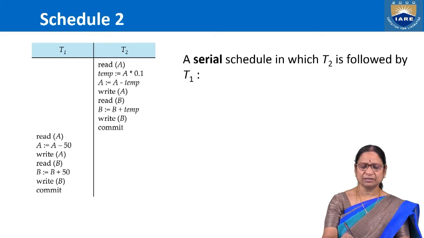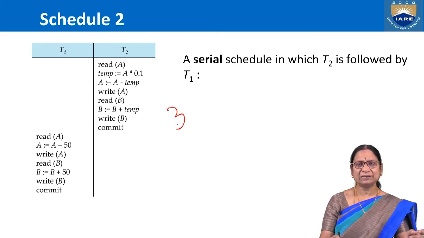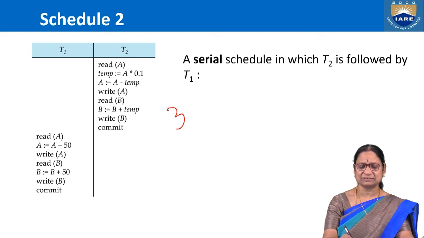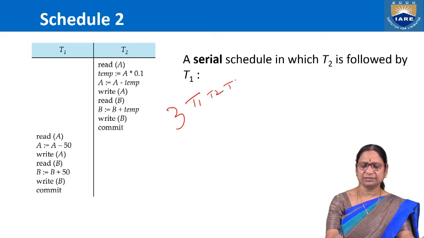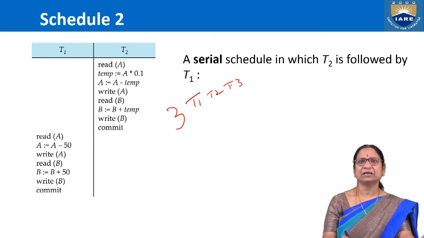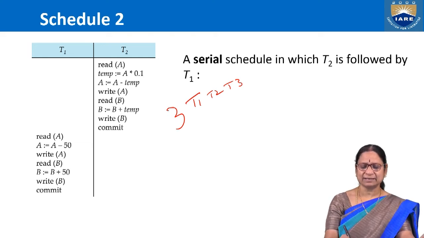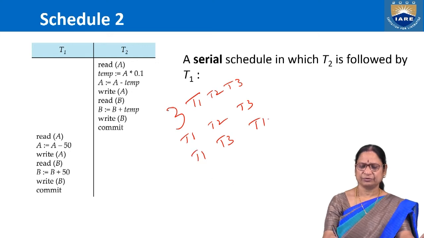So if there are 3 transactions, how many possible transactions are there? Let us assume that we have T1, T2, T3. How many possible serial transactions are there? T1, T2, T3, T3, T1, T2 and T3.